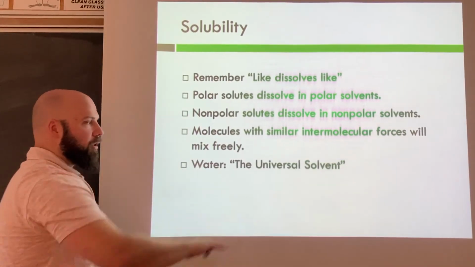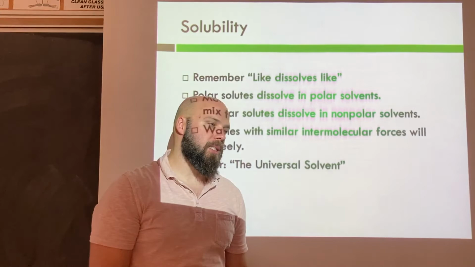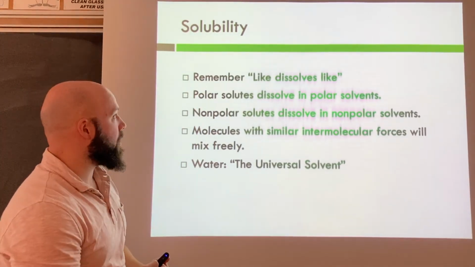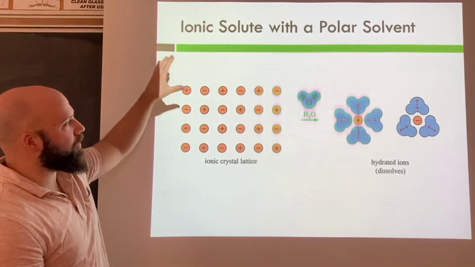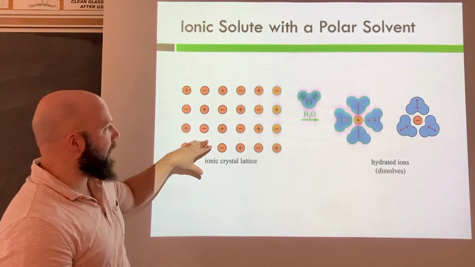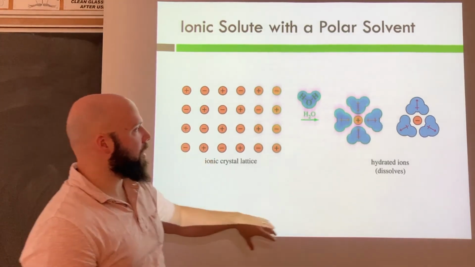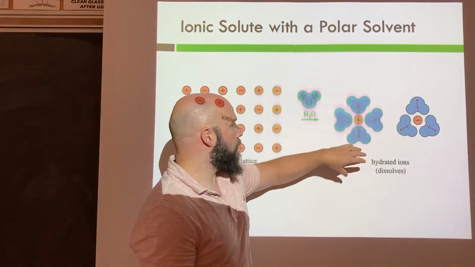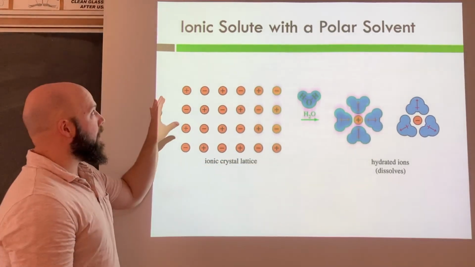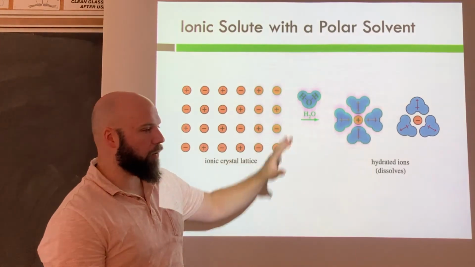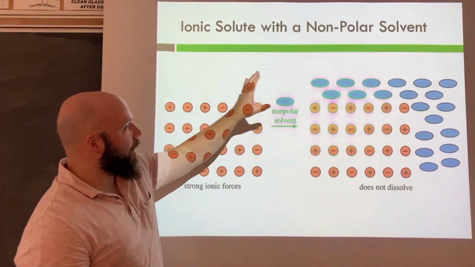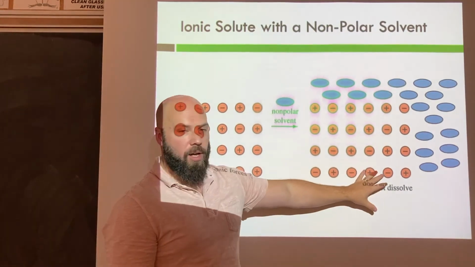Water we call the universal solvent because of its ability to dissolve many different solutes. So let's look at an ionic solute with a polar solvent like water. The positive and negative ions from those crystals can be surrounded by the partial positive and partial negative ends of water, and thus an ionic solute will dissolve in a polar solvent. An ionic solute with a non-polar solvent does not dissolve very well.